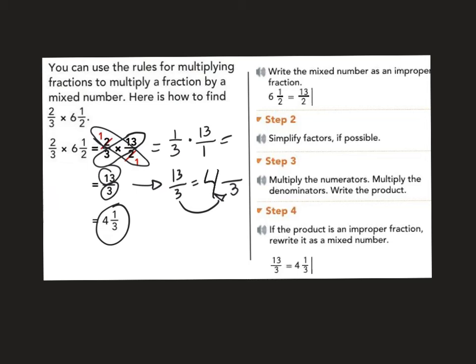4 whole times. How much is left over? 4 times 3 is 12. Ooh, 1 left over. So the answer should be 4 1/3.